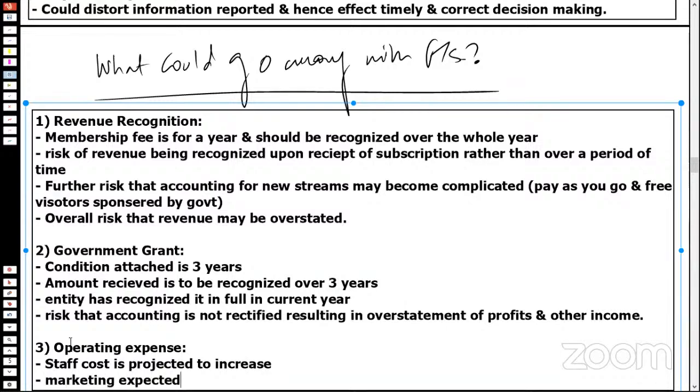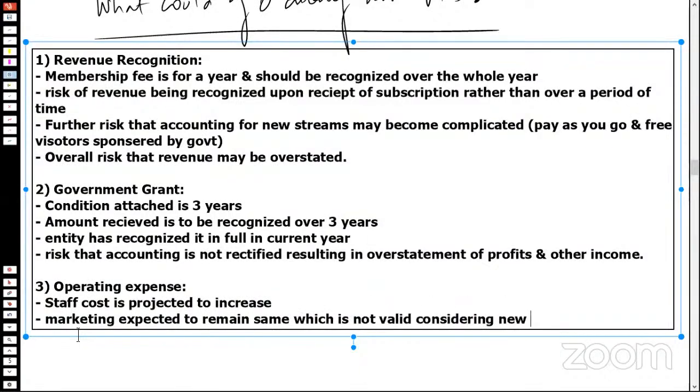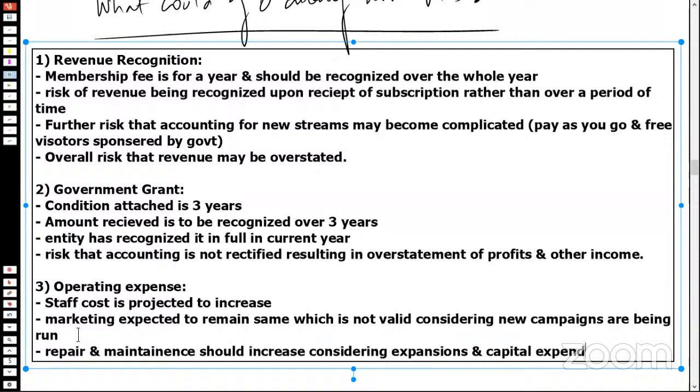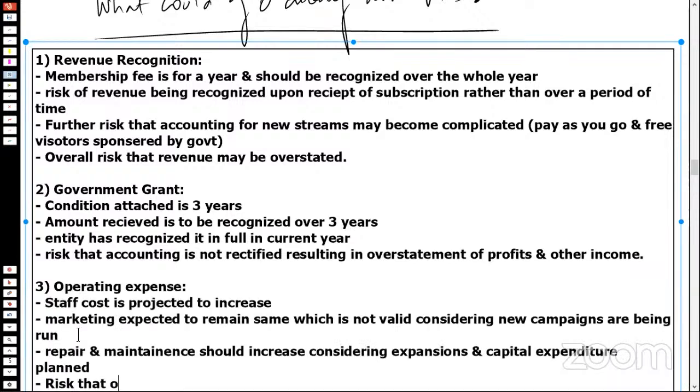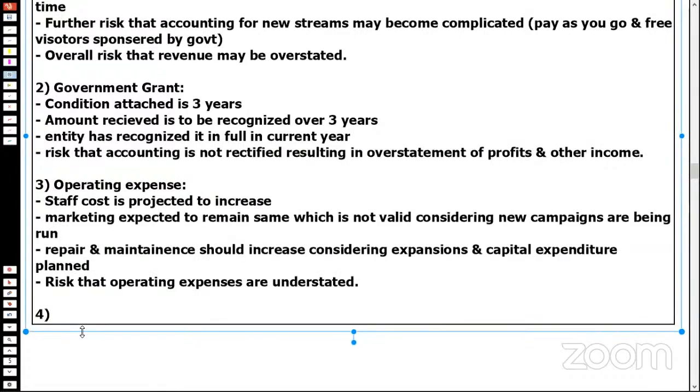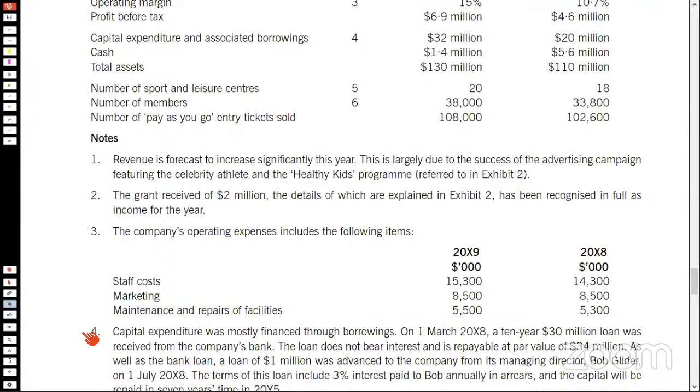Marketing expected to remain the same, which is not valid considering new campaigns are being run. The repair and maintenance should increase considering expansions and capital expenditure planned. There's a risk that operating expenses are understated. So what is it? There is a risk that these operating expenses are understated. This is the risk that you are facing, that the operating expenses are understated.